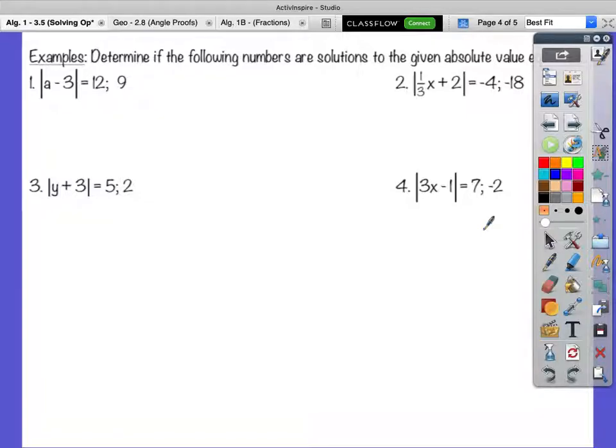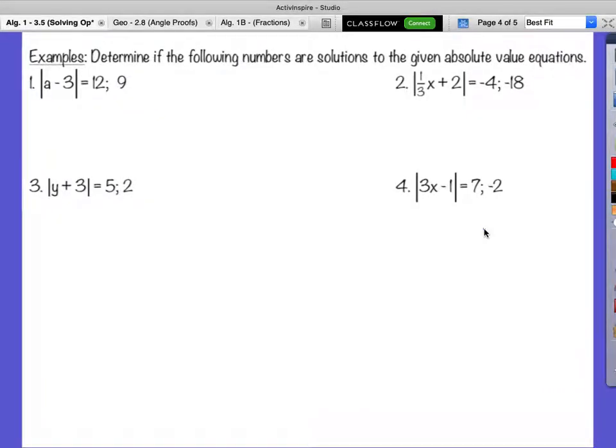Determine if the following numbers are solutions to the given absolute value equation. So we have the absolute value of a minus 3 is equal to 12, and we're saying, is 9 a solution? So how are we going to figure out if 9 is a solution? Plug it in. So we say, okay, the absolute value of 9 minus 3 equals 12. Let's plug that in with me, please.